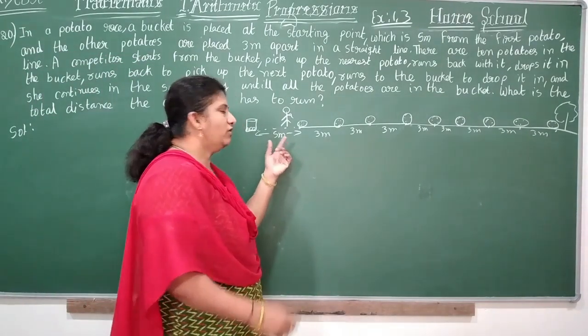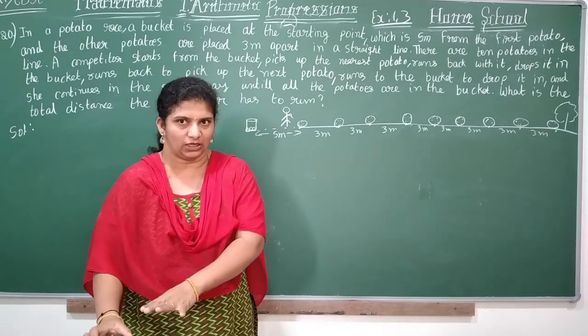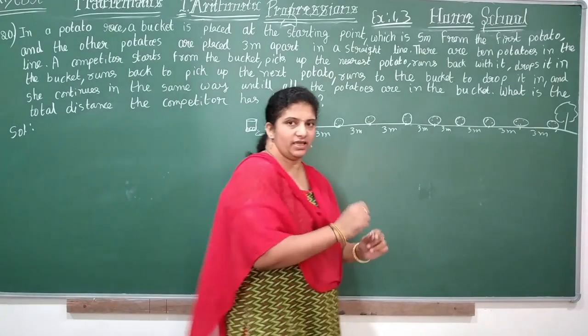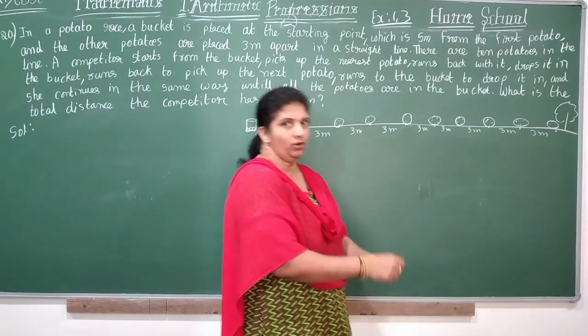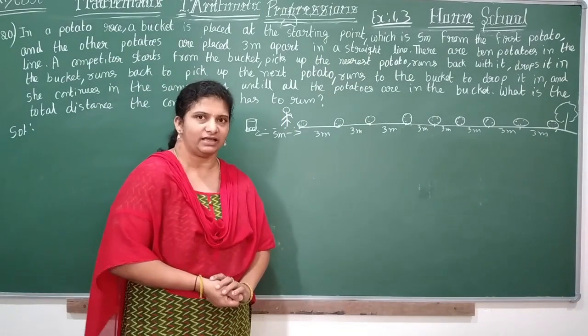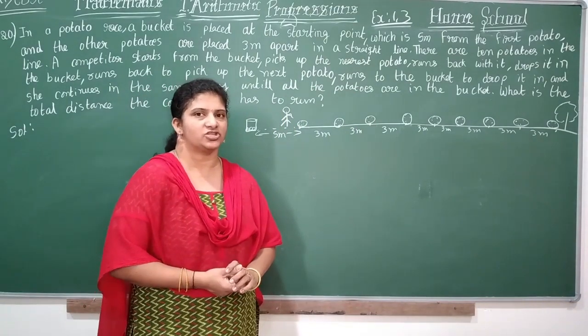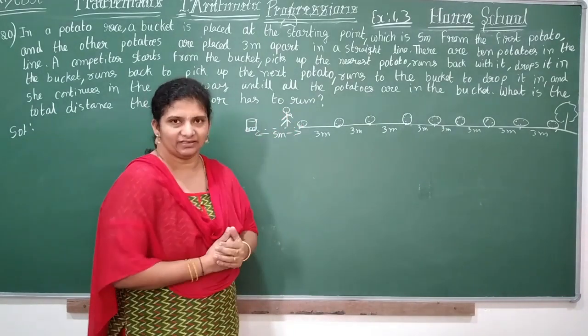Okay, so when the competitor starts from the basket here, he runs 5 meters to the front, picks the potato, moves back 5 meters, and throws the potato in the basket. Understand the concept here, children. First, he travels 10 meters.